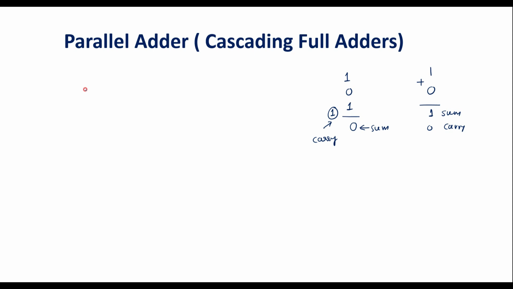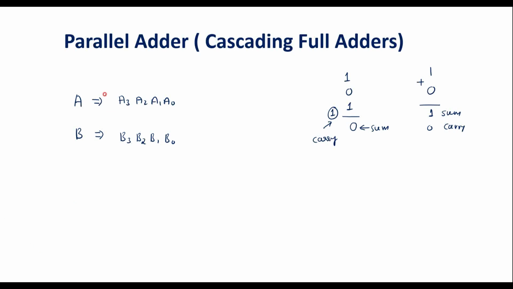Suppose we have 2 binary numbers, say A and B, where A is having 4 bits and B is having 4 bits. Let me assume A3, A2, A1 and A0 are the 4 bits of A, and B3, B2, B1 and B0 are the 4 bits of B. In that case, to add the content of A with B, only one full adder is not sufficient. So we are supposed to use cascading of full adders. Let me consider one example here.